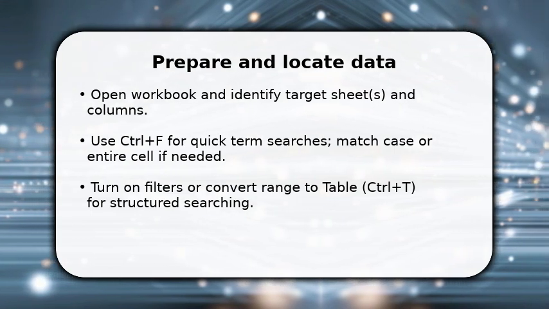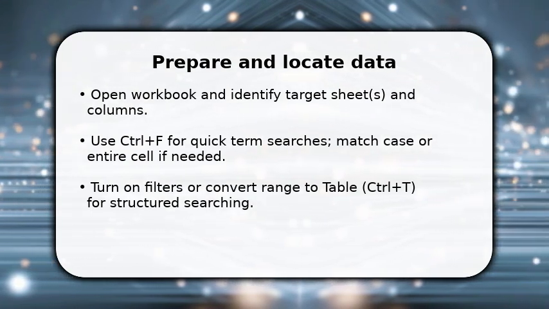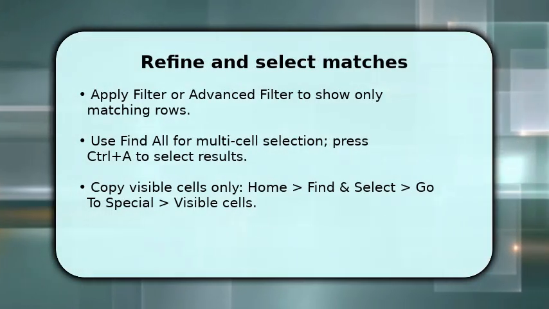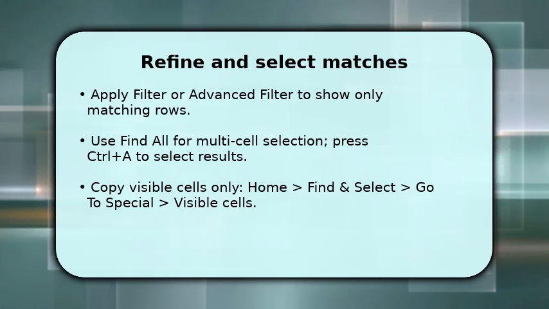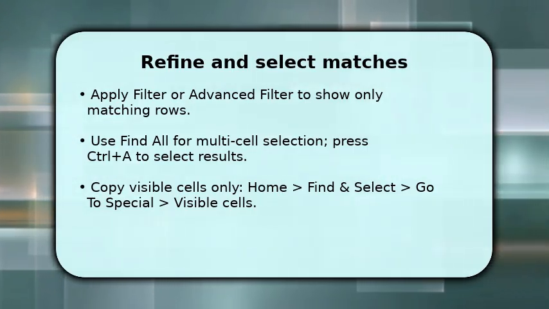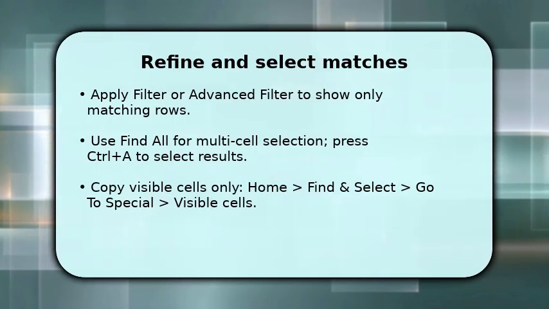Now refine the results. Apply a filter or use advanced filter criteria to display only matching records, which reduces noise. If you used Find All, press Ctrl+A in the results list to select every found cell across the sheet. Make sure to select only visible cells before copying.